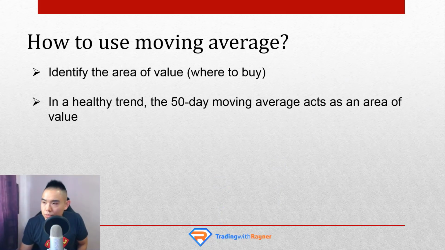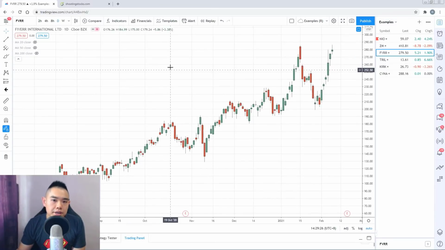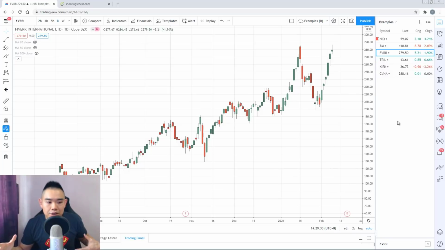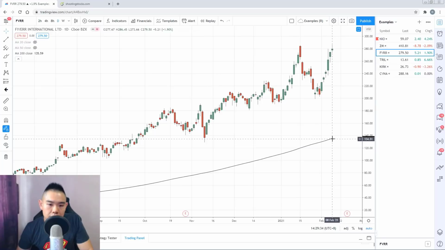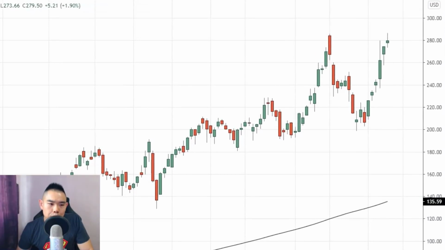So let me just share with you some charts so you can see what I mean. If you look at Fiverr, you can see that this market is in an uptrend. But just because it's in an uptrend, it doesn't mean that you want to buy immediately. So what you can do is, again, as you've seen earlier, price is above the 200-day moving average. We should only look for buying opportunities. But we don't want to be buying at these highs.